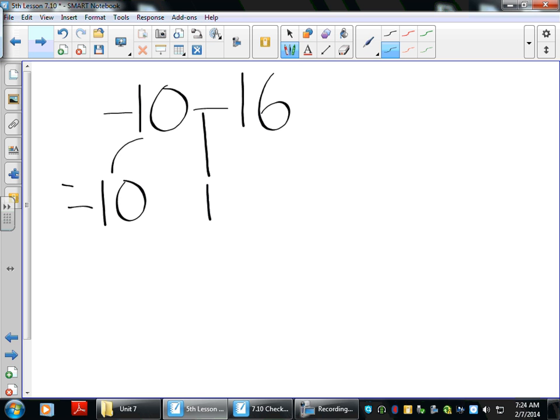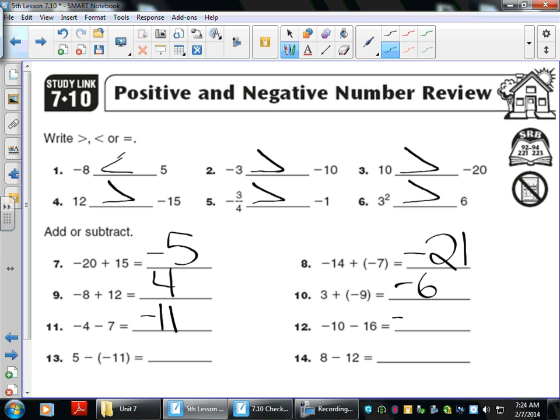Turn this into an addition problem. Turn +16 into a -16. So I'm at -10, and I'm going 16 spaces to the left again because I have a negative number, which would give me a -26. So we'll write -26 on that line. Just doing leave, add, change.